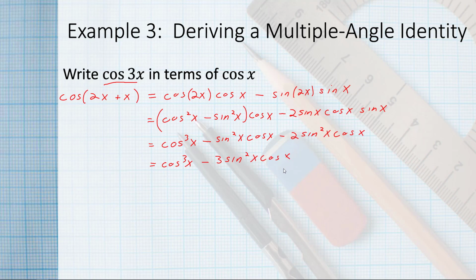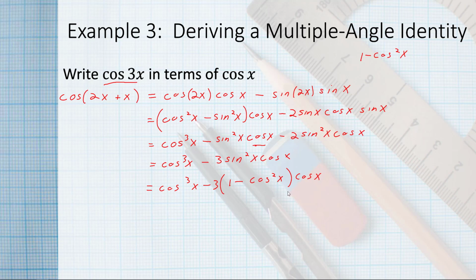Well, we still have that sine term here that we need to deal with. However, we do have our trigonometric identity. We can actually write that as 1 minus cosine squared x. So let's go ahead and do that. And if we do, we will have cosine cubed x minus 3 times the quantity 1 minus cosine squared x, all this times cosine of x.